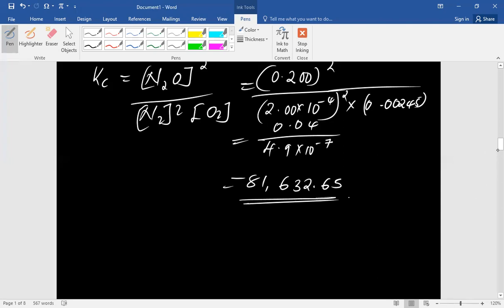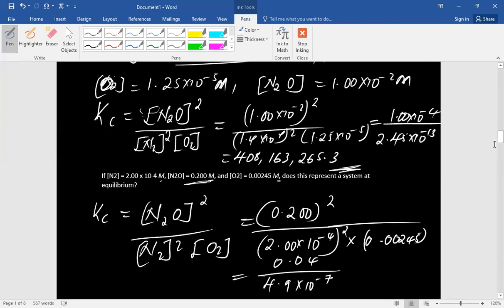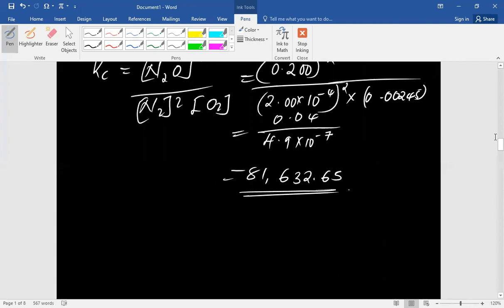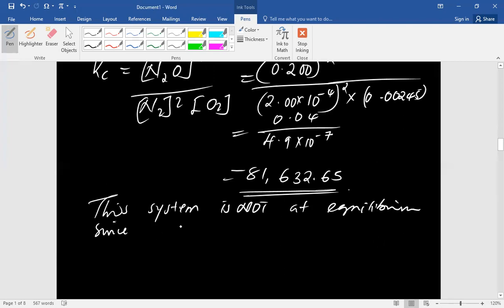Now they ask the question: if at another temperature we have these values, does this represent a system at equilibrium? The system is not at equilibrium. Why? Because the first value we found for Kc is more than the one that we have found now. Unless they are equal, that's when you can say the system is at equilibrium.